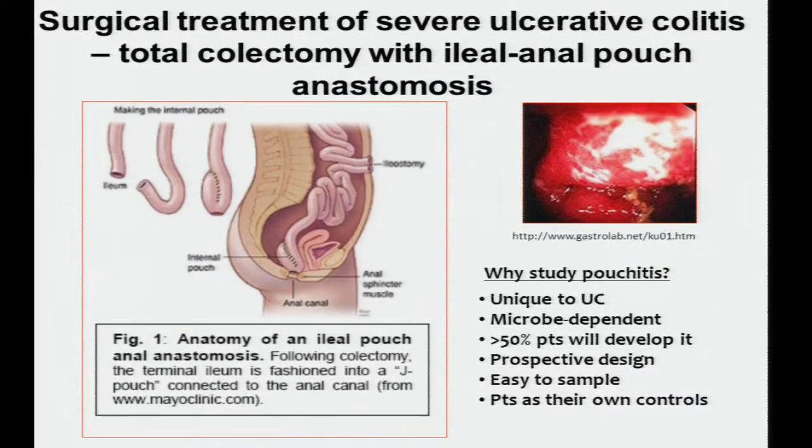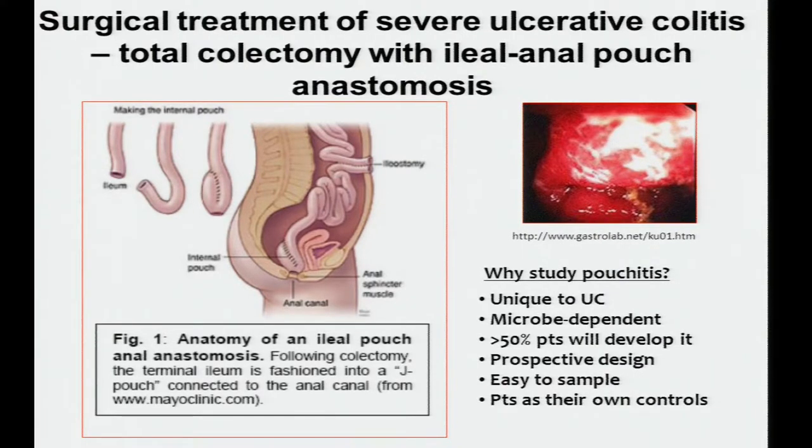a surgical procedure that's performed in patients with severe ulcerative colitis. They get their colon removed, which is curative. But for continence, the surgeons fashion a pouch that represents a pseudo-rectum, which then is anastomosed to the anus so that they can have voluntary bowel movements. Half or more of these patients will develop a condition that looks very much like the original ulcerative colitis. The other interesting thing is that if you do the same procedure in a patient that doesn't have IBD, somebody who has a familial form of colon cancer, very few of those patients develop pouchitis.